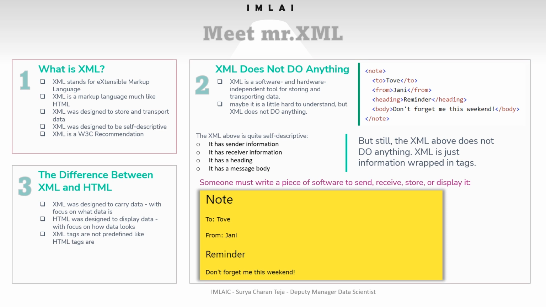XML also makes it easier to expand or upgrade to new operating systems, new applications or new browsers without losing data. With XML, data can be available to all kinds of reading machines like people, computers, voice machines, news feeds, etc., and the list goes on like this.